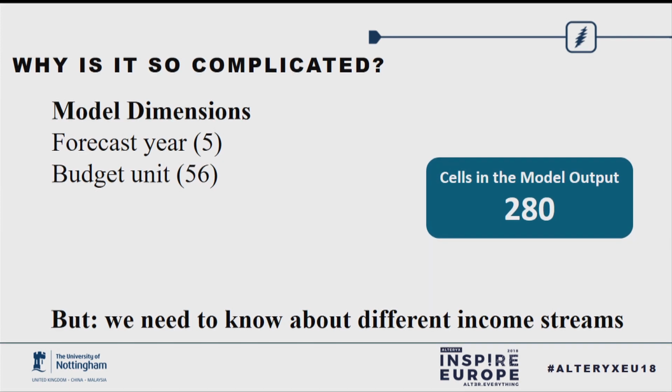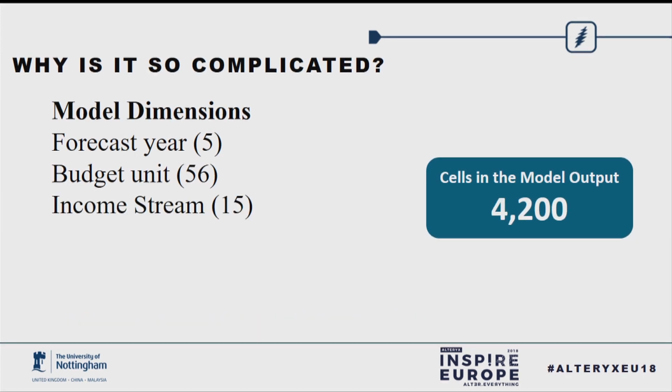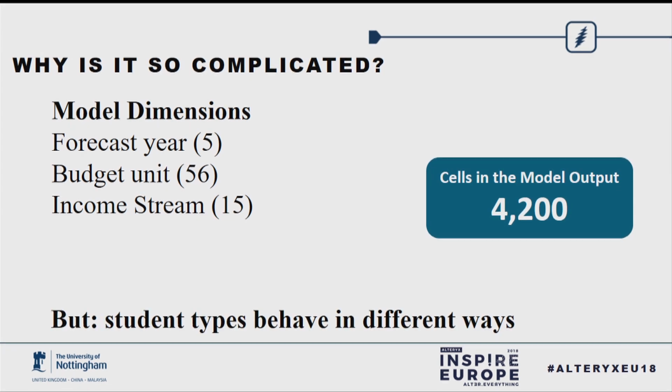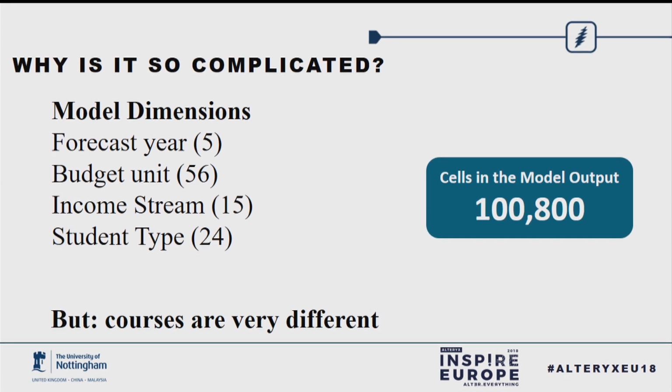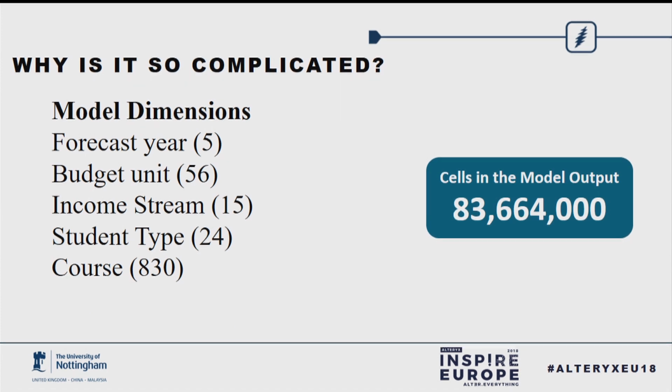But they want to know how the different income streams behave, so how fees behave compared with research income, compared with whatever else we've got. So we've got 15 different income streams. We multiply that in, we get 4,000 cells. But we've already discussed how student types behave differently. So let's shove in the student types, and we've got 24 of them. And we've got 100,000 cells on our model. So Excel is beginning to creak. But we've also discussed how courses are different. So we have 800 courses, 830. And now we've got 83 million cells in our model, and Excel's crashing.